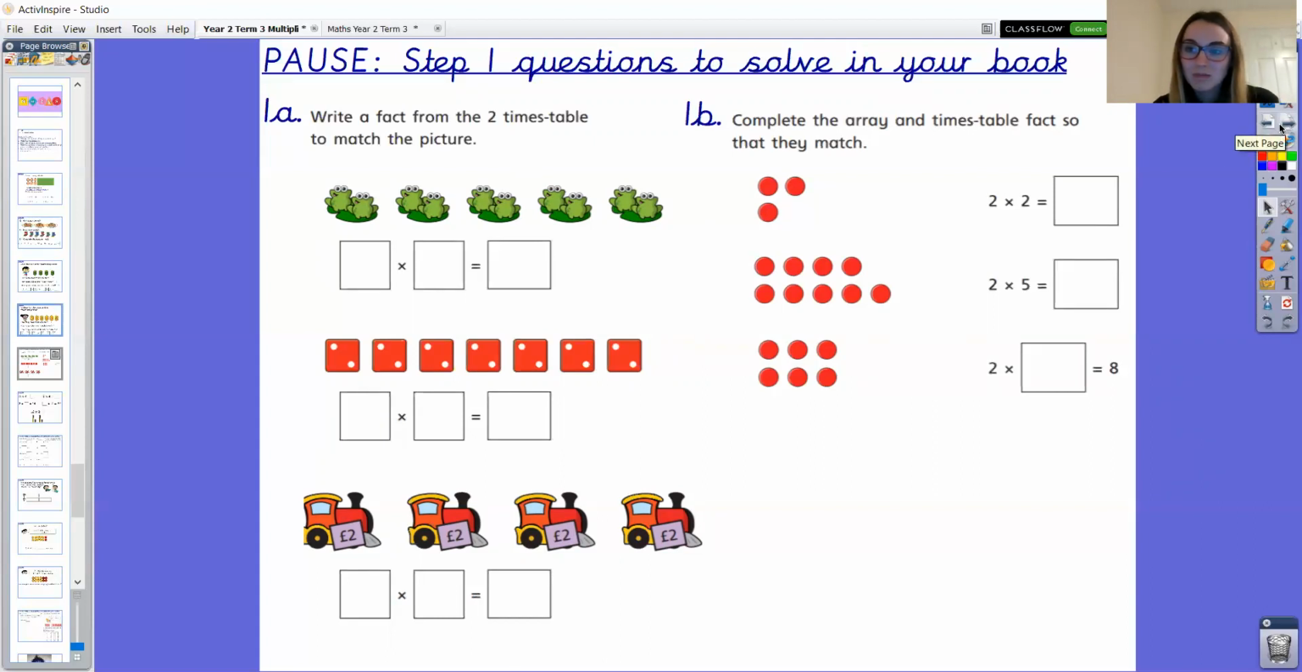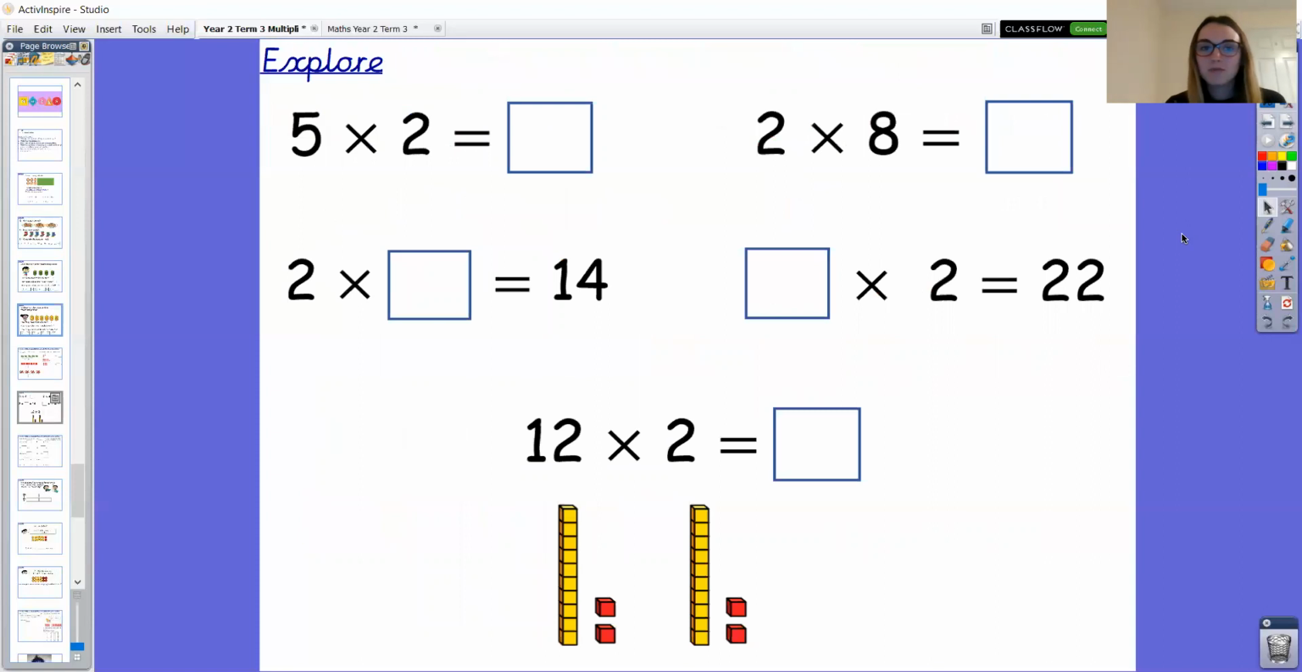Well done. Okay, moving on to exploring step 2. So on your screen, you will be able to see some multiplication sentences with some missing numbers. Sometimes that is the total, or we can call it the product when talking about multiplication. Or we might be thinking about perhaps how many equal groups there are, or the amount inside each group. So let's have a look.